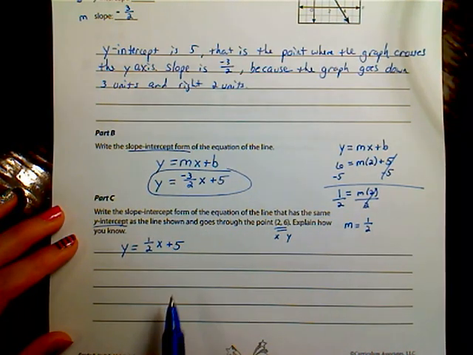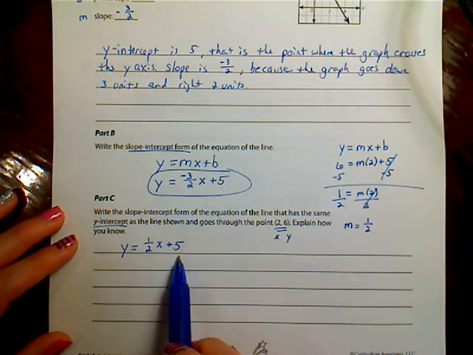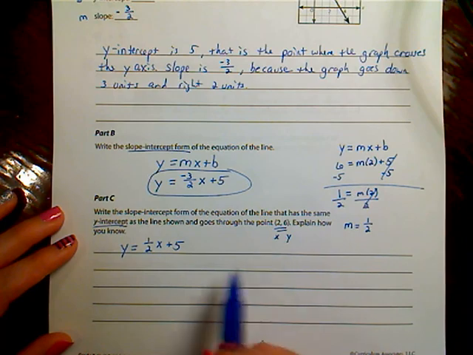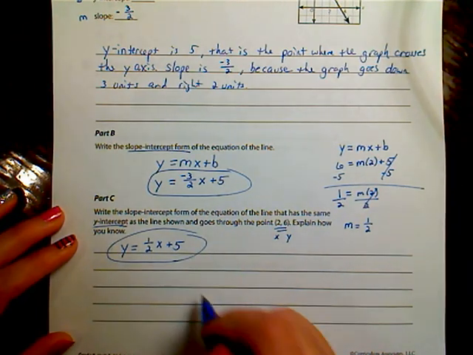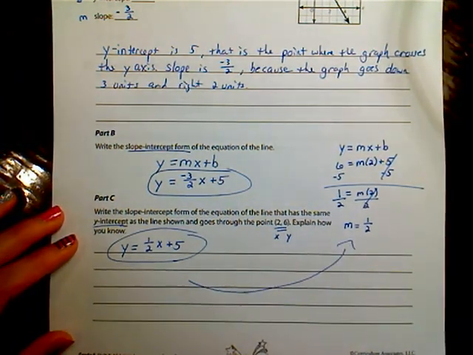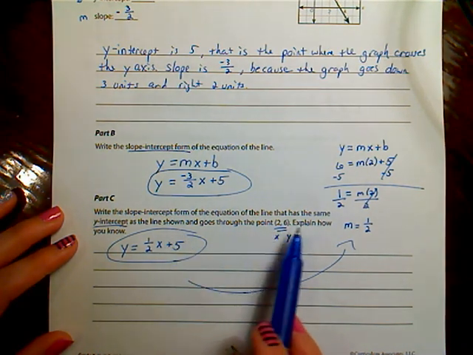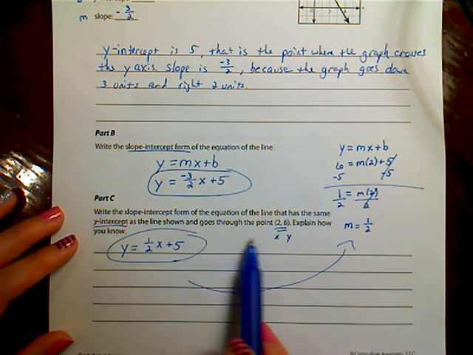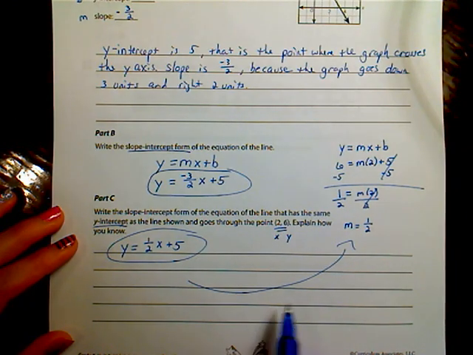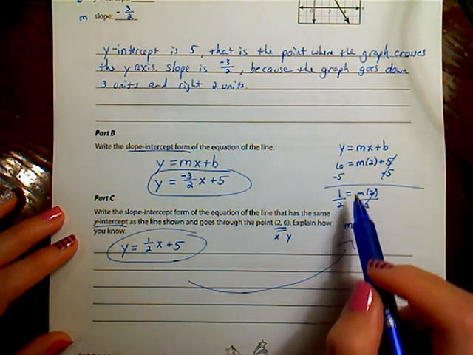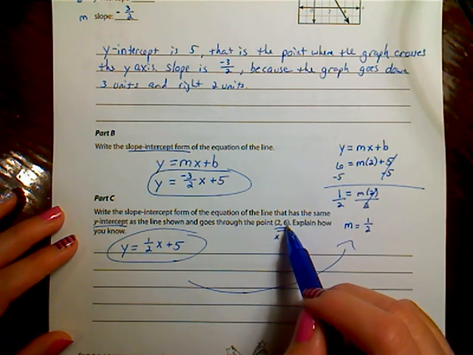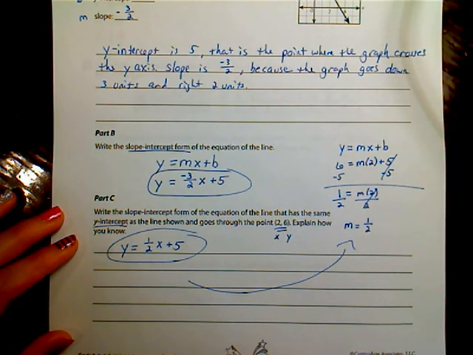Remember, we're going to use that same y-intercept. They just wanted us to come up with a new slope. And really, I did all my work up there. I could have done it down there. Explain how you know. Well, I plugged in 2 for x, 6 for y, and solved for m.